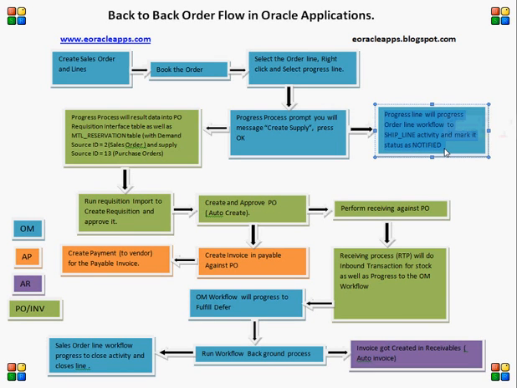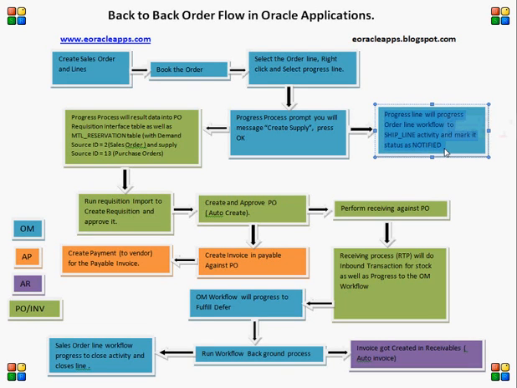The second thing which create supply will do is insert the data into the requisition interface, as well as insert data into the MTL reservation table. In the MTL reservation table, the column demand source ID is 2, which says the demand is a sales order. At the same time, it also sets the value 13 to supply source ID in the MTL reservation table. The source ID 13 means purchase order.